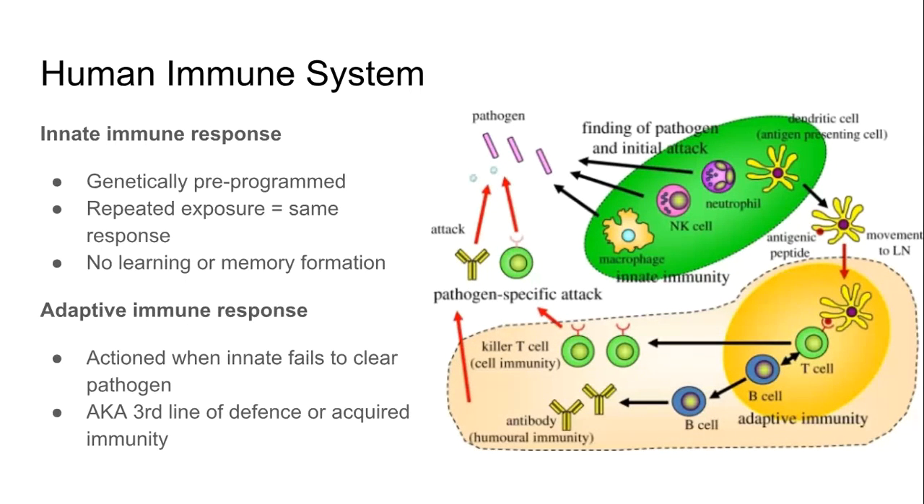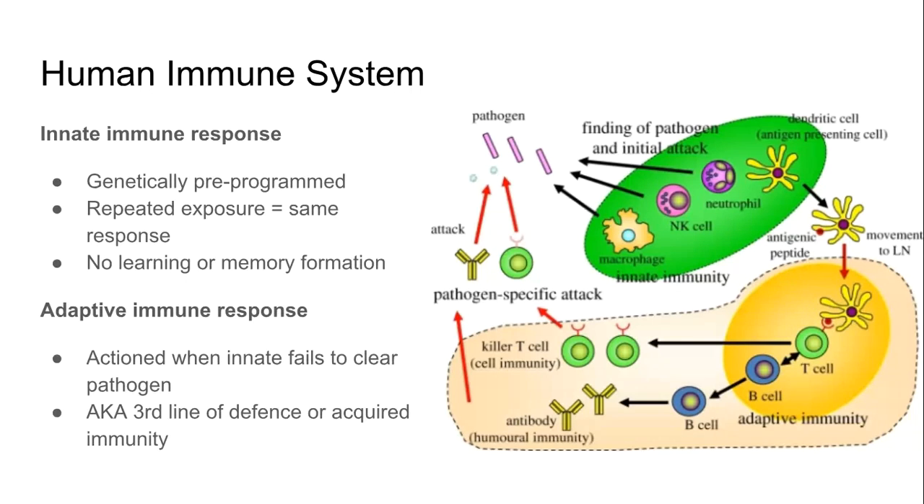So the human immune system is made up of both the innate and the adaptive immune response. And our innate is what we covered in Lesson 5, which is a genetically pre-programmed response. The repeat exposure is the same response. There is no learning or memory formation in the innate immune response system.